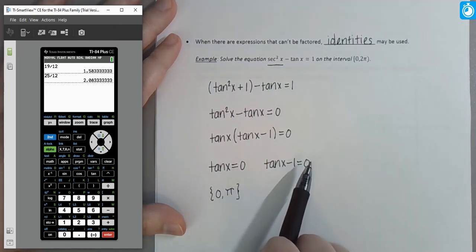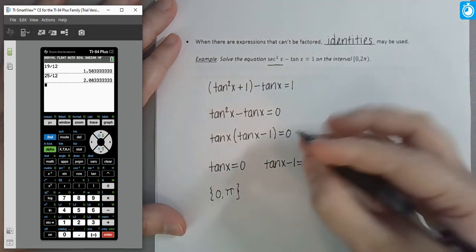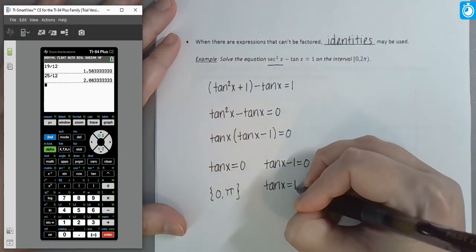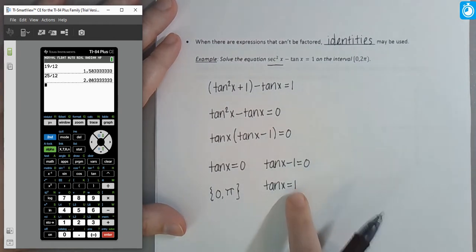Now for this equation, I'm not quite there. I need to add 1, move that over. So tangent of x is equal to positive 1. Where does the tangent have a value of 1?